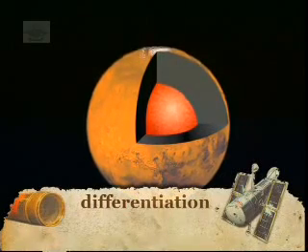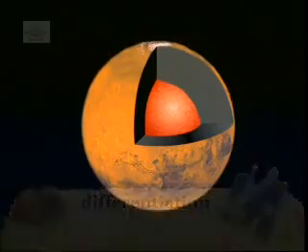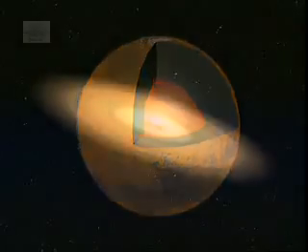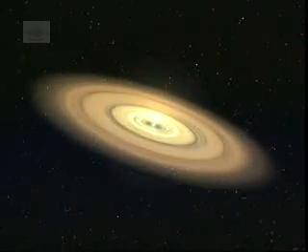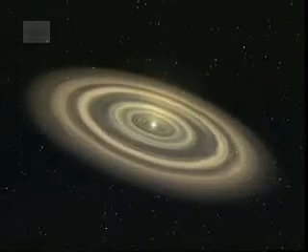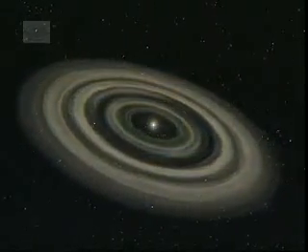Heavy materials like iron sink to the center to form the core, and lighter materials float to the outer layers to form the crust of the protoplanet. These hot protoplanets continue to grow as they sweep up material along their orbital paths around the Sun. What happens next is determined by their location in the solar system.